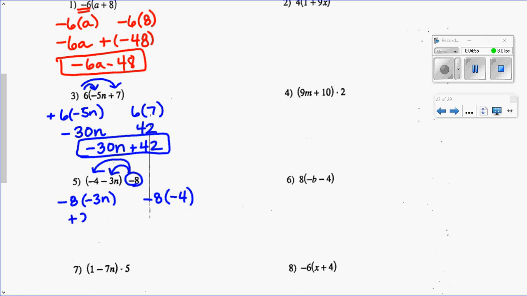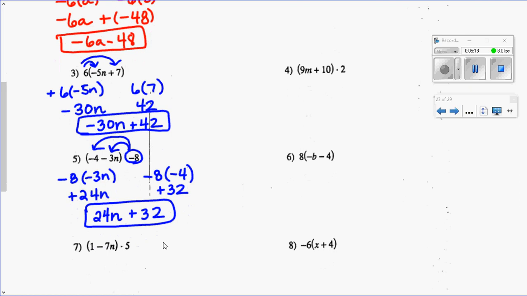Okay, did you get positive 24n and positive 32? Nine times out of 10, you're going to see this written with the variable first. So we're going to always put the variable term, the 24n, with the positive 32 like this. Again, that's as much as you can simplify it. There's an n term and a number term. In fact, if you start paying attention to that, it's going to help you on the next pages.